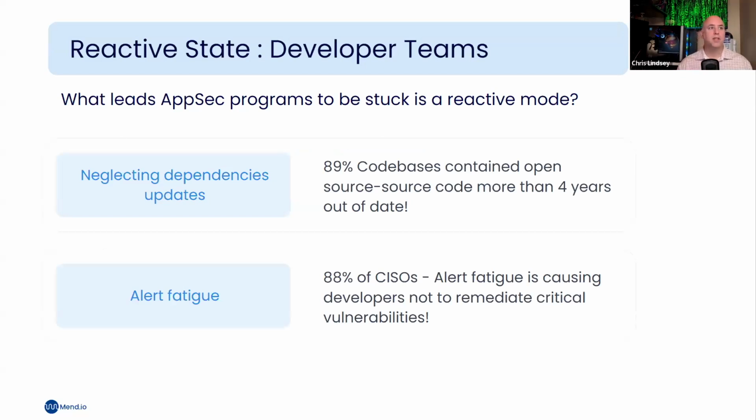What leads AppSec programs to be stuck in reactive mode? So you're neglecting your dependency updates. This is low-hanging fruit. Your dependency updates, and this is how it used to be: I needed something like a file upload or something for logging. Why would I go rewrite something that's already there?